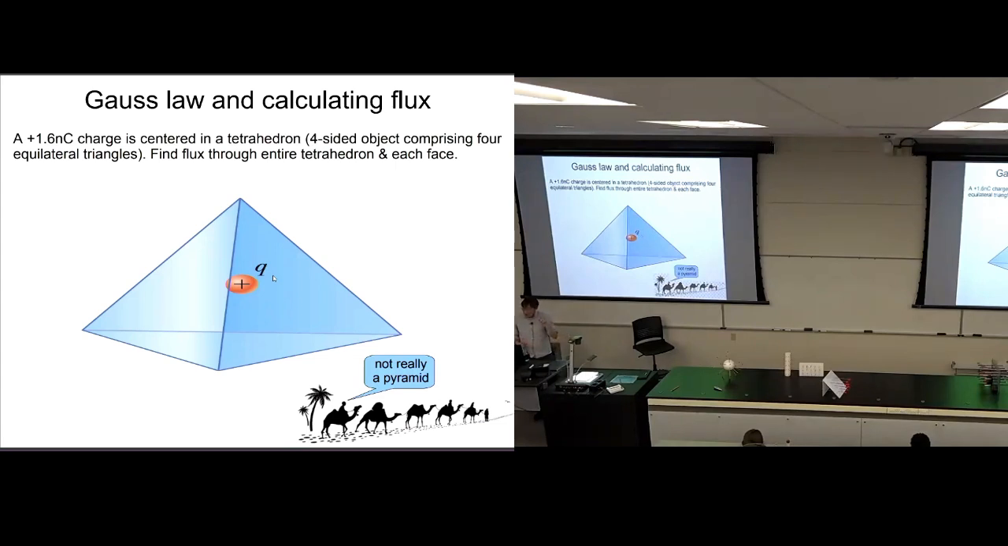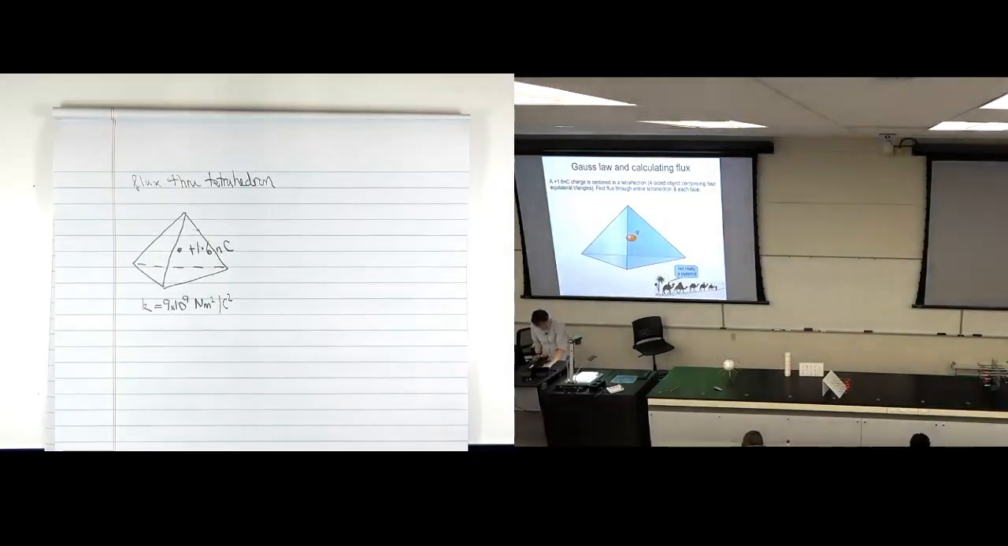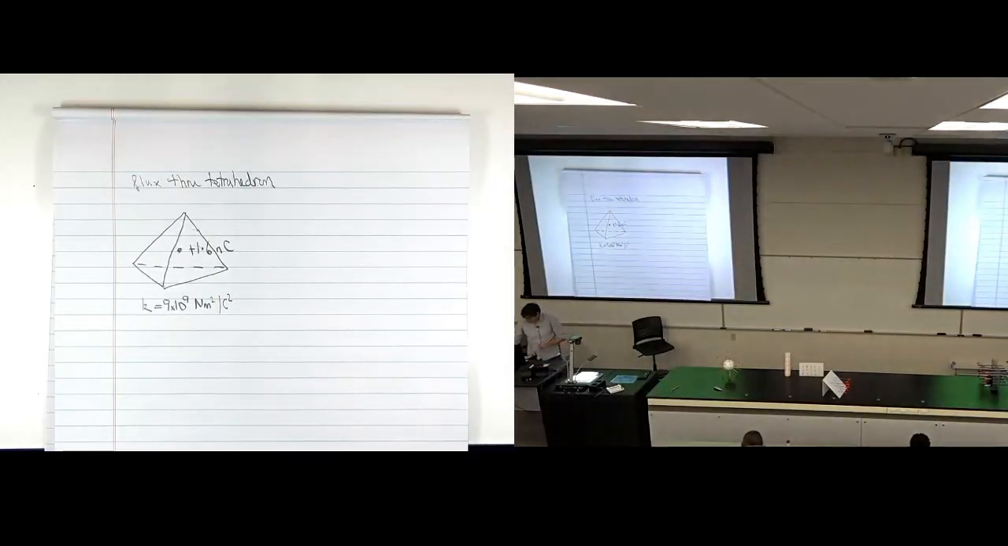Anyway, we have a 1.6 nanocoulomb charge inside that tetrahedron, and we want to find the flux through the entire tetrahedron, and the flux through the individual faces of the pyramid, or tetrahedron. I want to do this on the document camera quickly. We're going to solve this with Gauss's law and just an idea of symmetry or geometry. The numerical solution is quick.